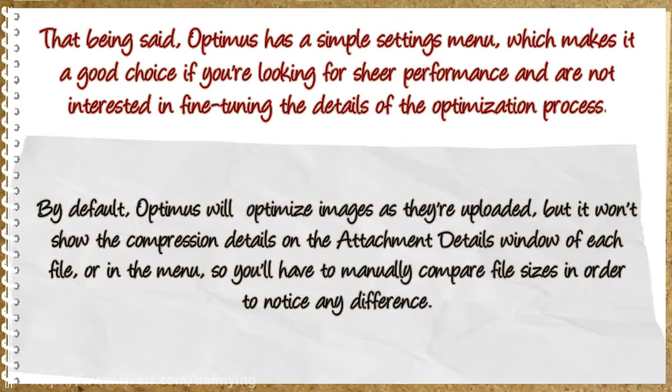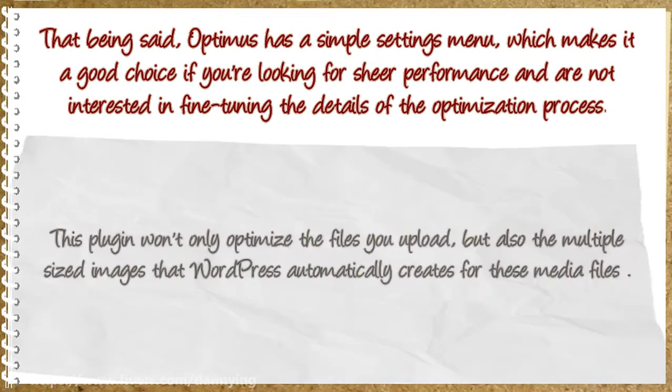By default, Optimus will optimize images as they're uploaded, but it won't show the compression details on the attachment details window of each file, or in the menu, so you'll have to manually compare file sizes in order to notice any difference. This plugin won't only optimize the files you upload, but also the multiple-sized images that WordPress automatically creates for these media files.